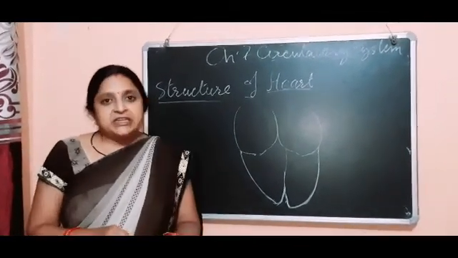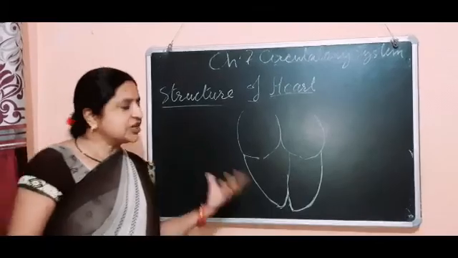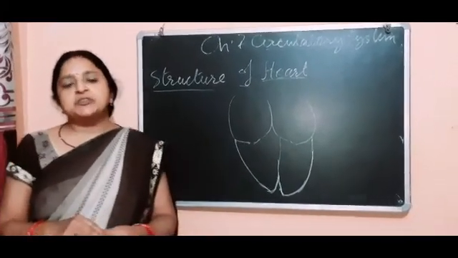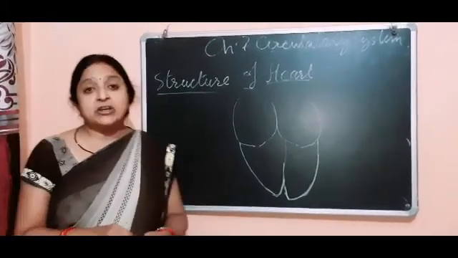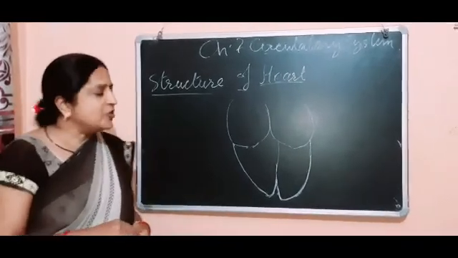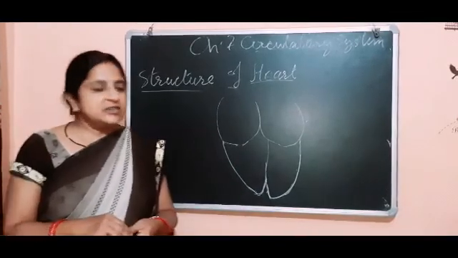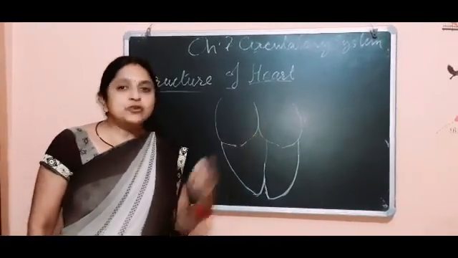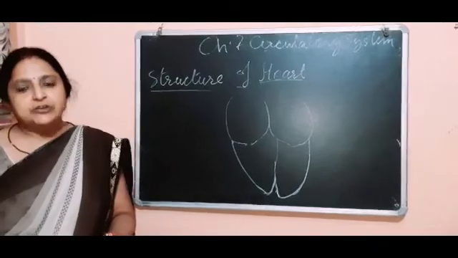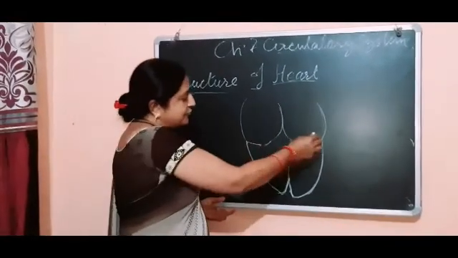The double layered membrane is called the pericardium, and our heart is made up of a special type of muscle, and that muscle is called cardiac muscle. This is all about the external structure of the heart. Now the internal structure: our heart is divided into four chambers. The human heart is divided into four chambers, and these are the four chambers.